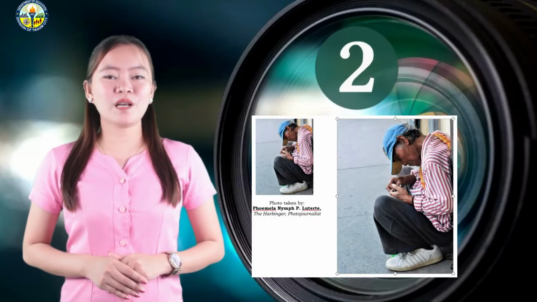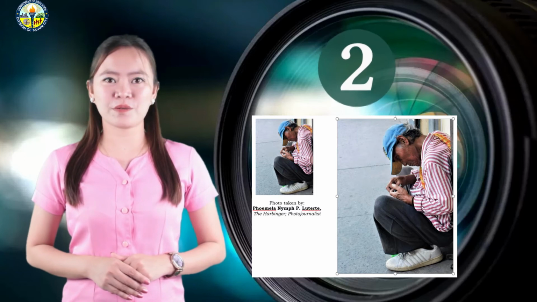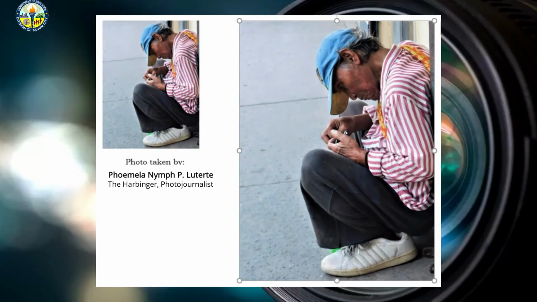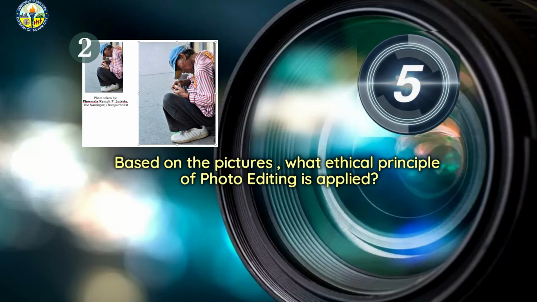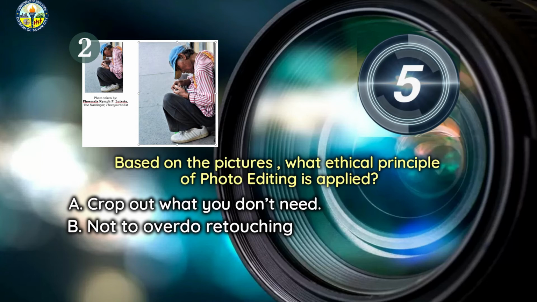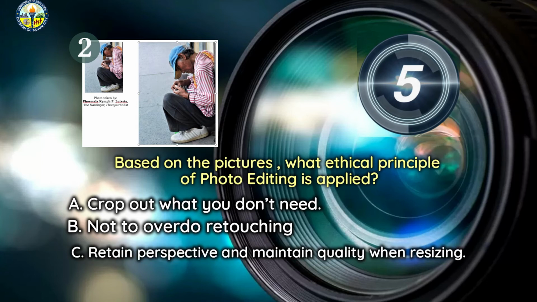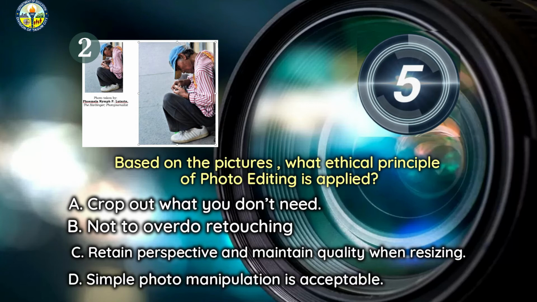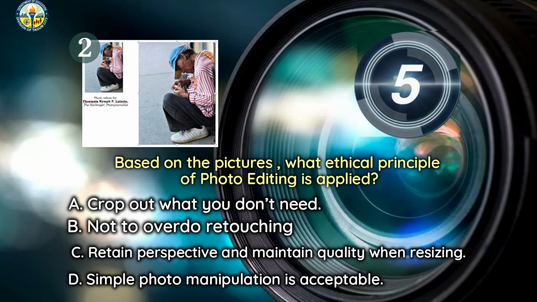Number 2. Look and observe this next photo. Based on the pictures presented, what ethical principle of photo editing is applied? A. Crop out what you don't need. B. Not to overdo retouching. C. Retain perspective and maintain quality when resizing. Or letter D. Simple photo manipulation is acceptable. Your time starts now.